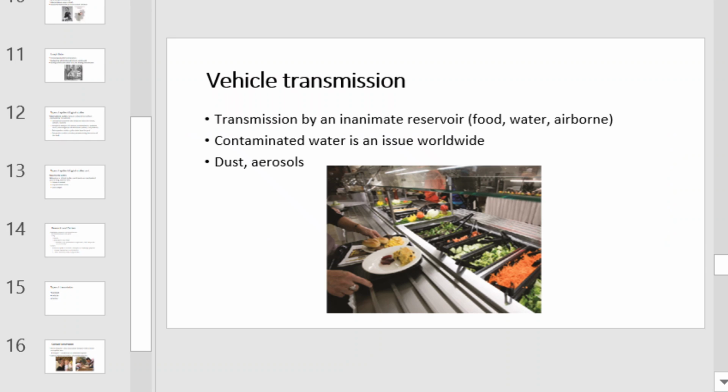Vehicle transmission. Vehicle transmission is transmission by an inanimate reservoir, such as food, water, or the air. Contaminated water is an issue worldwide, as is dust and other aerosols.